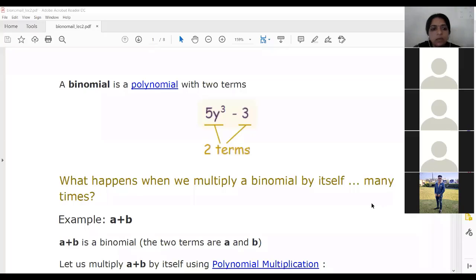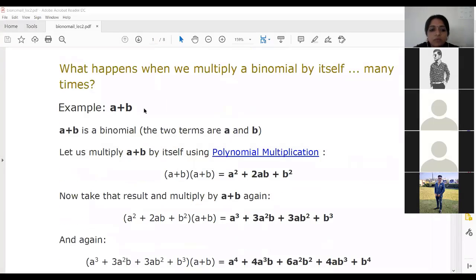Now, a binomial is a polynomial with two terms. What is a binomial? A binomial is a polynomial with two terms. This is 5y cube minus 3, right? What happens when we multiply a binomial by itself many times? Suppose we have a binomial a plus b. If we multiply a plus b with a plus b, then we get a square plus 2ab plus b square.